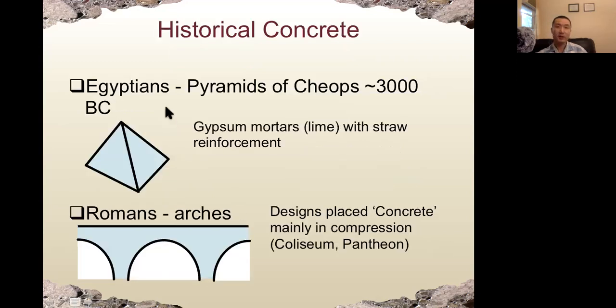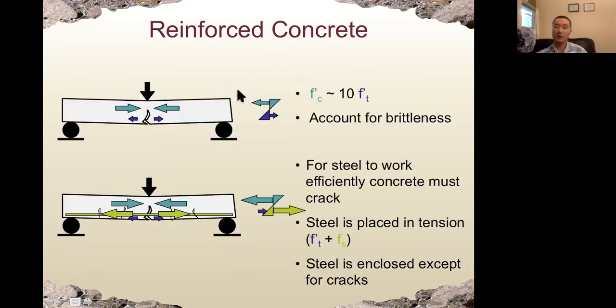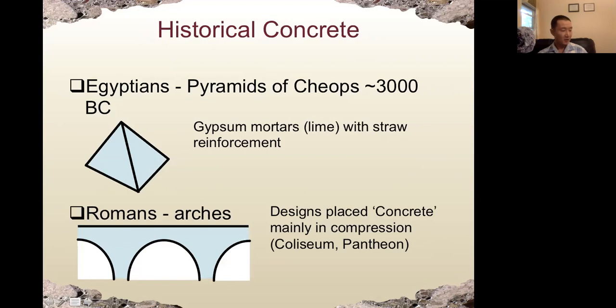All right, and here shows some of the historical concrete materials. One of the earliest concretes was made by ancient Egyptians. The pyramid, which was built more than 5,000 years ago, is made by ancient concrete. We call that gypsum mortars. We'll talk about the chemical reaction involved with this type of concrete next lecture.